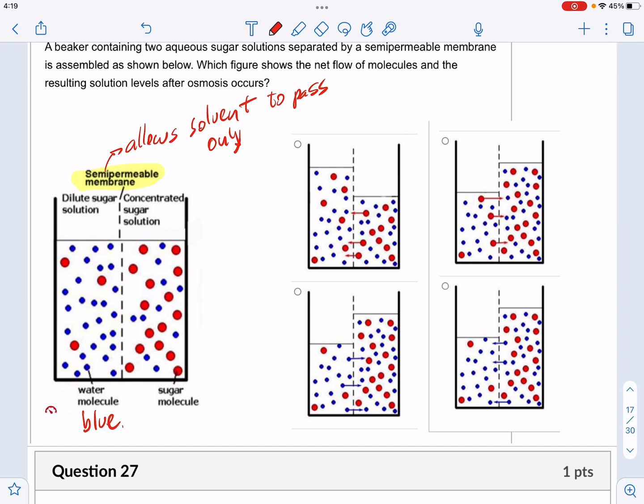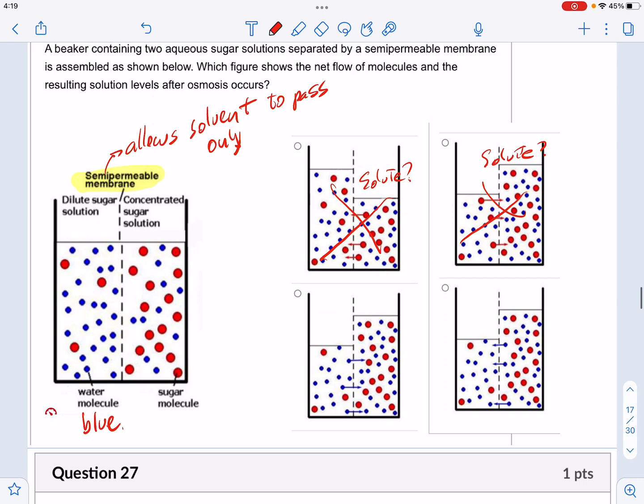Okay, so this one is incorrect because it's moving the solute. And this one is also incorrect because it's moving the solute. The one that is passing through the membrane is the blue ones. Okay, and in what direction is water flowing?